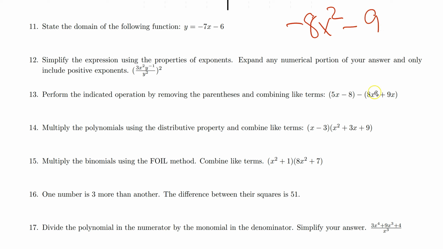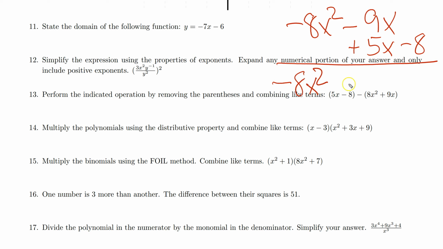I'm sorry. This was positive. It's going to become negative, and this becomes a negative x. Now this first parenthesis, we don't do any changes. All we have to do is put it in like term columns. So this will be a plus 5x, and this is a negative 8. So now we're just adding them up. So this is a negative 8x squared. This is a negative 4x and a negative 8.